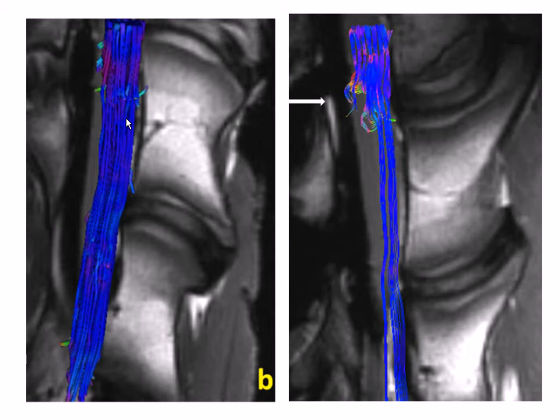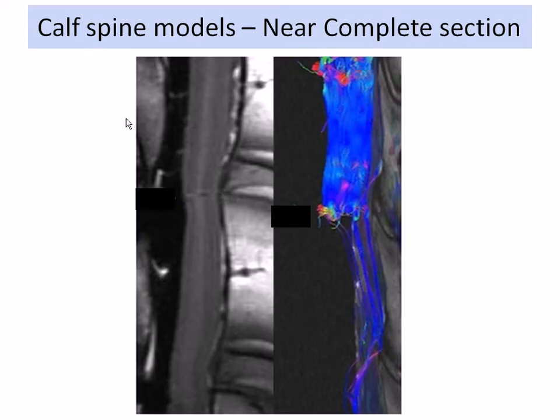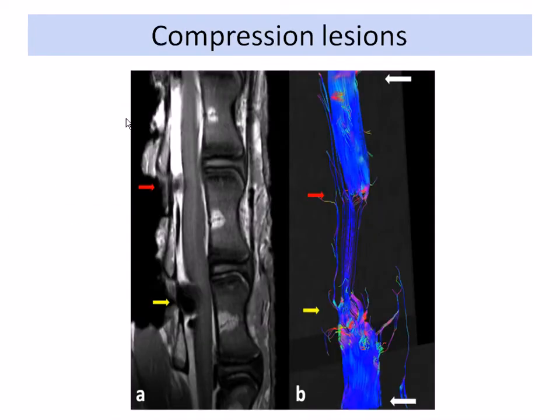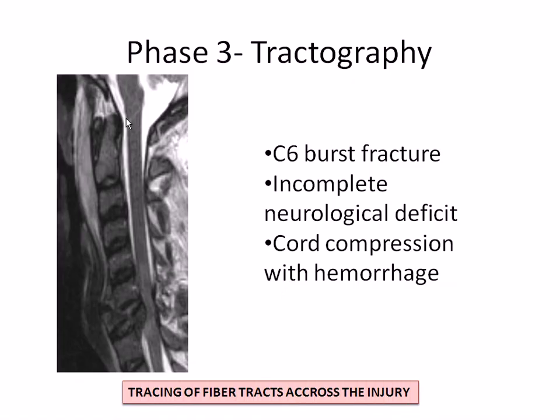So between this and this, you find that there is a major difference, because you can see the disruption very well over here. If you extend the section more, it clearly shows that there is almost a complete disruption of fibers over that region. Now in big lesions, you can put a seed point below and above, and then you can actually see the block in that direction very clearly.